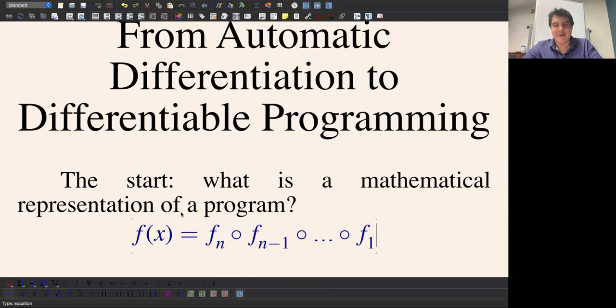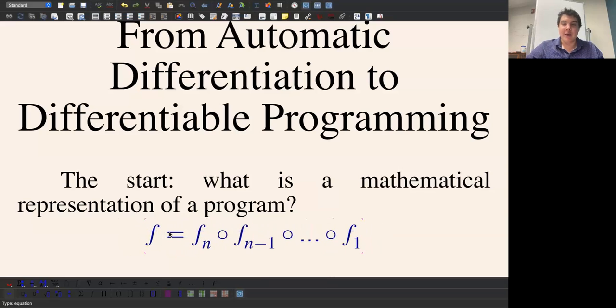Circ f_1. So really, what you can think about as a program is: you do the first thing, you do the second thing, you do the third thing. So a representation of a program is really just a composition of a bunch of functions at the end of the day.